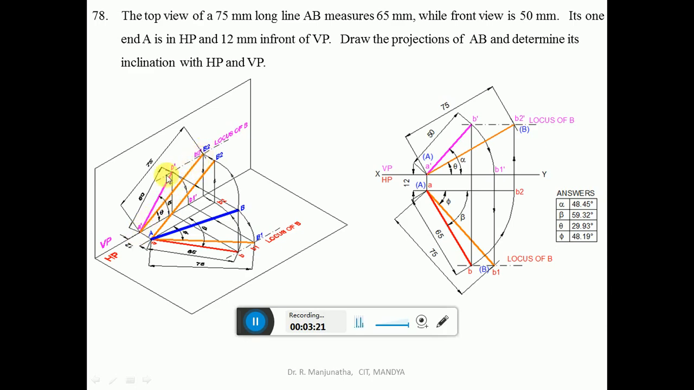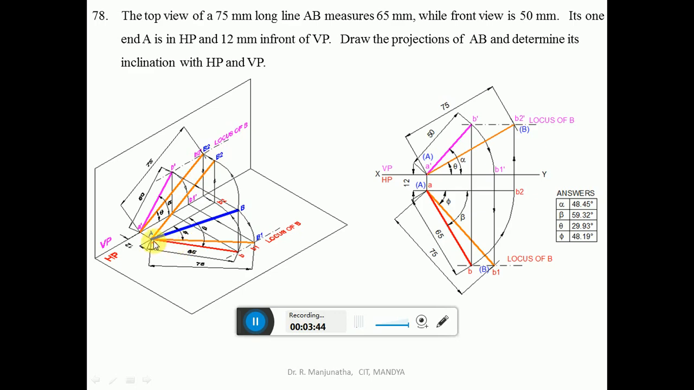Now you draw a dash dot line, which will be the locus of B in the front view, and since it is the true length in the vertical plane, obviously this will be B2 dash. So now we know that this is the true length in VP because, when looking from the top view, both a and b2 are in front of VP by 12 mm. So you get the true length here in space.